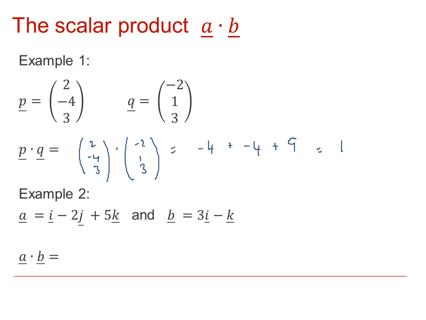In the second example, they're written out in the component form using the unit vectors i, j and k. Notice that in the second vector B there is no j component. So here we get A dot B. The components are 1 multiplied by 3 in the i direction. In the j direction it's negative 2 multiplied by 0. And then for k we have 5 multiplied by negative 1. So in total there we have 3 and then negative 5, so negative 2.